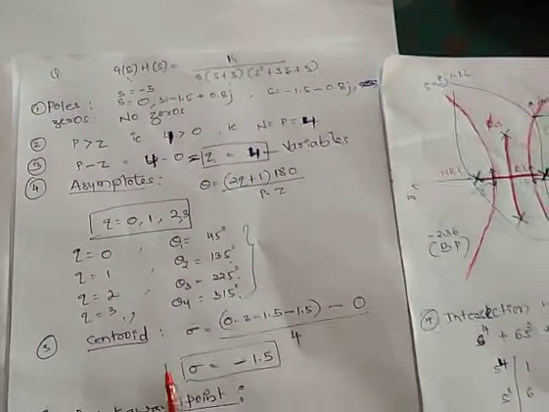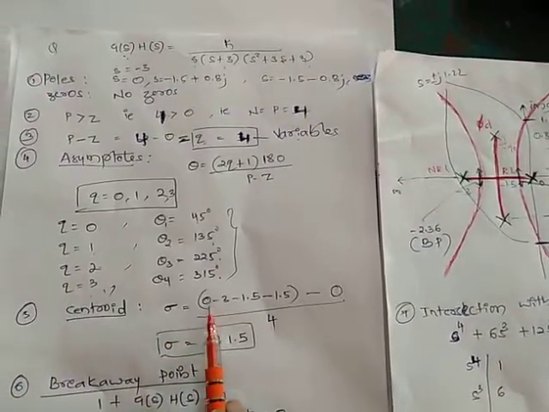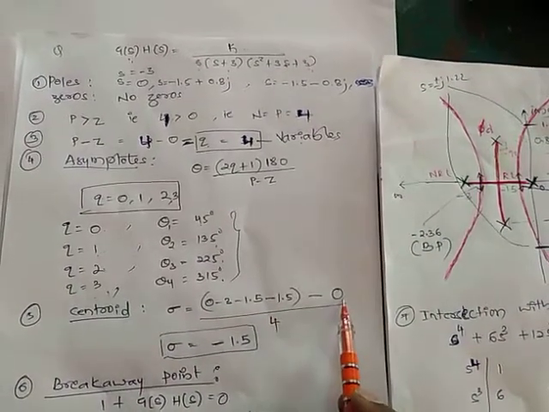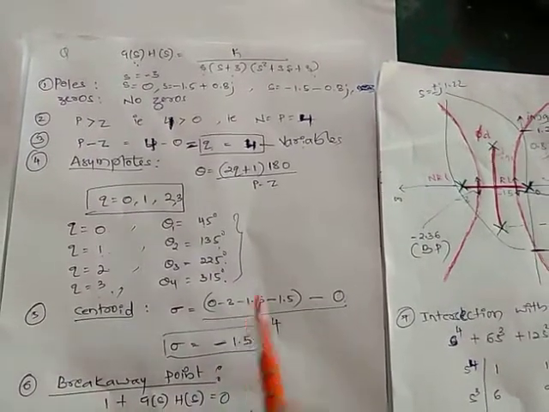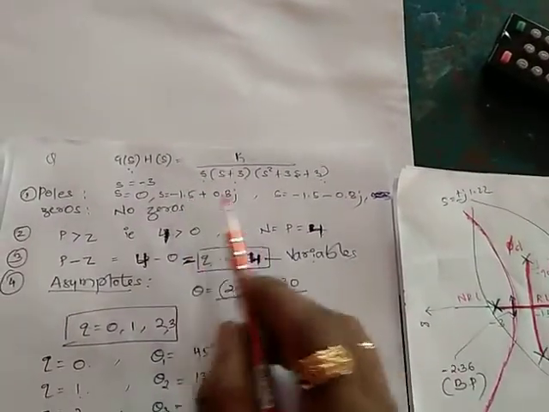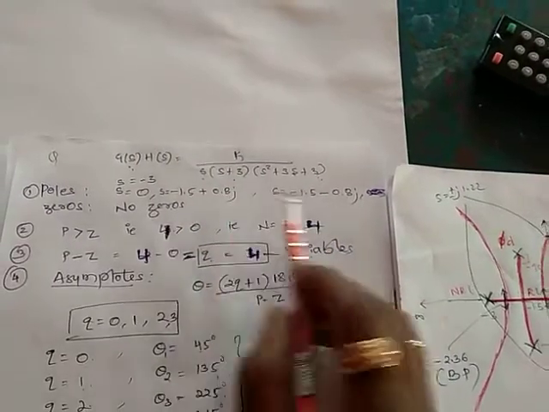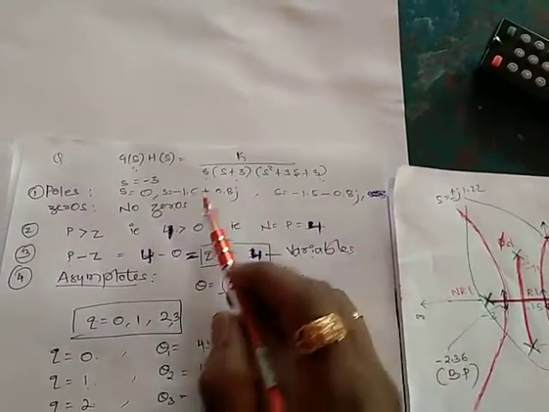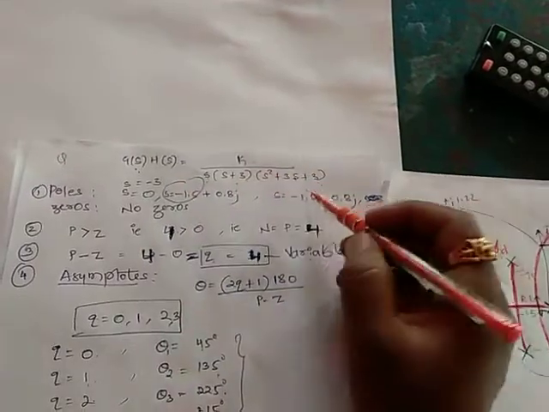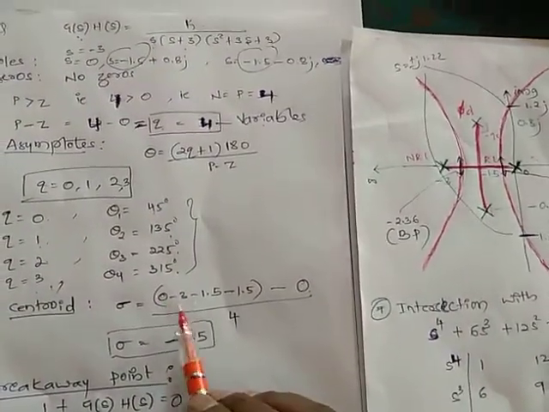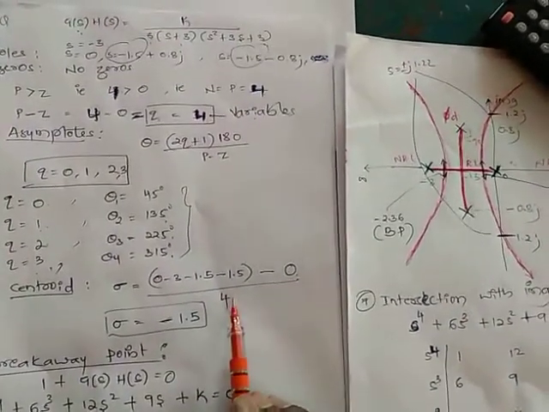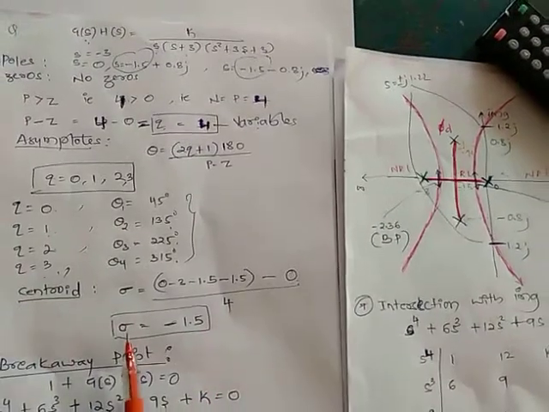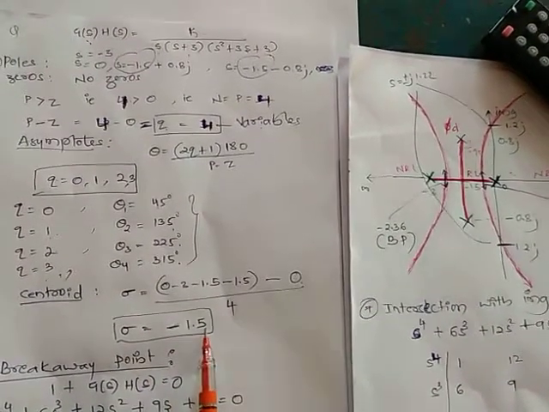Next is the centroid: the summation of real parts of poles minus the summation of real parts of zeros. So consider only real numbers: 0, minus 3, minus 1.5, minus 1.5. The 0.8j terms are imaginary, so consider only the real parts. Minus 0, divided by P minus Z, which is 4. So rho you will get is minus 1.5.